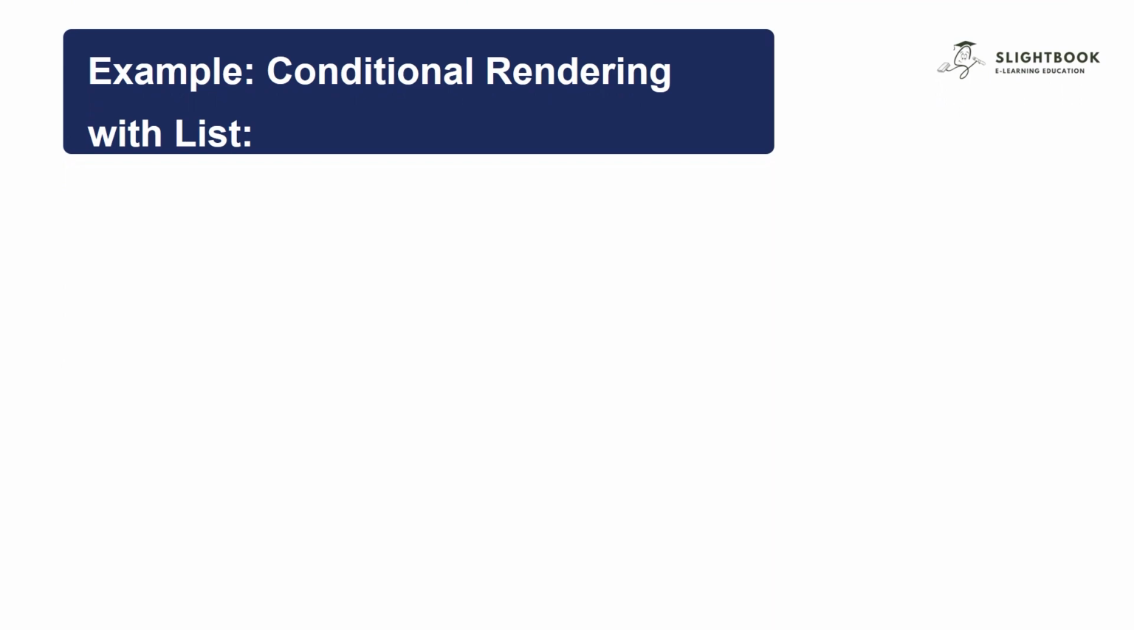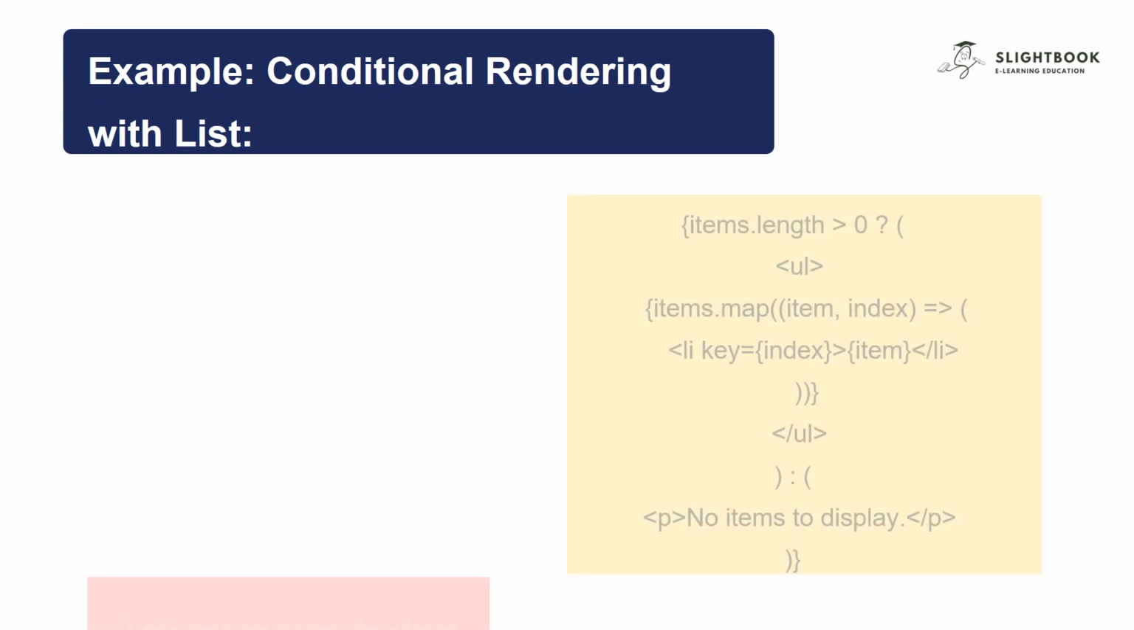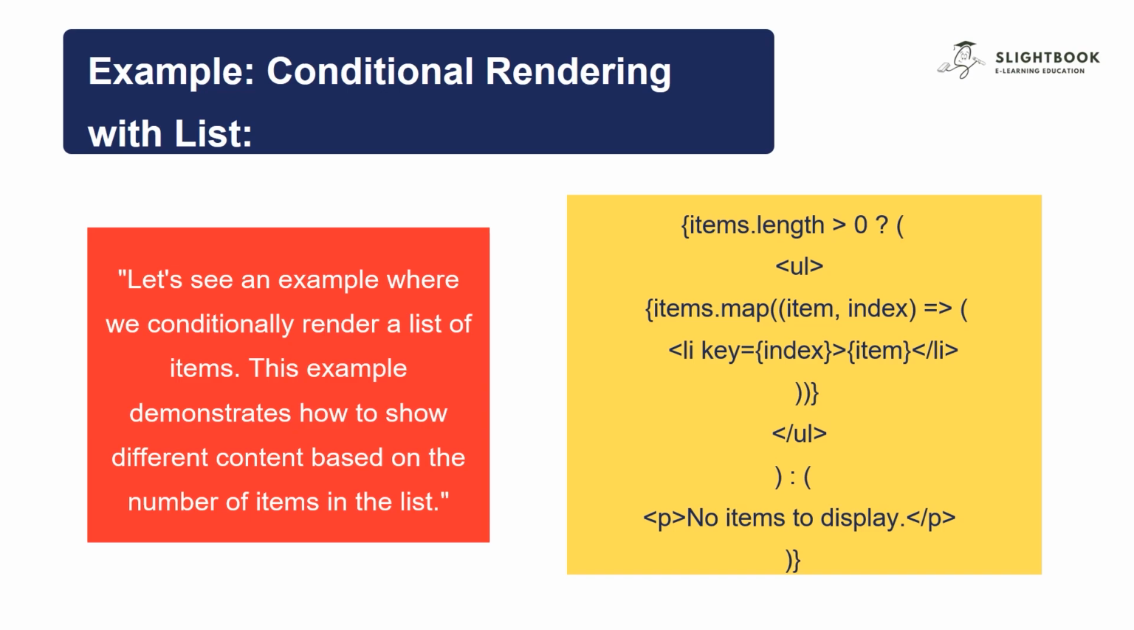Example: conditional rendering with list. Let's see an example where we conditionally render a list of items. This example demonstrates how to show different content based on the number of items in the list.